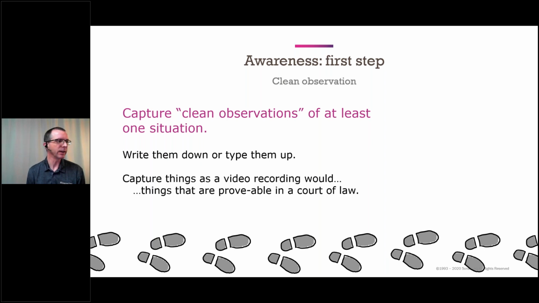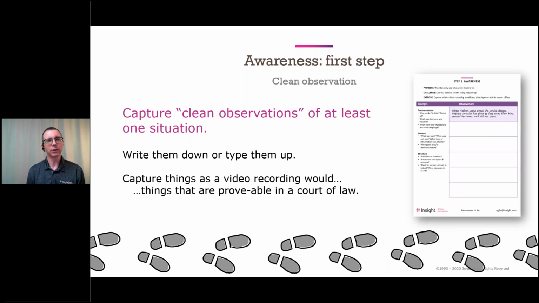And then, as I've been saying, you capture things like a video or audio recording would, or things that are provable in a court of law. Now in that tool I've been telling you about, the PDF, it looks like this, which is probably the simplest canvas you could possibly have. You just have some areas for observation. An example one up here: when Nathan spoke about the service design, Patricia swiveled her chair to face away from him, crossed her arms, and did not speak. And you got some prompts over here of what you might want to observe, like we talked about earlier, to help you get some ideas of what you want to look at there.